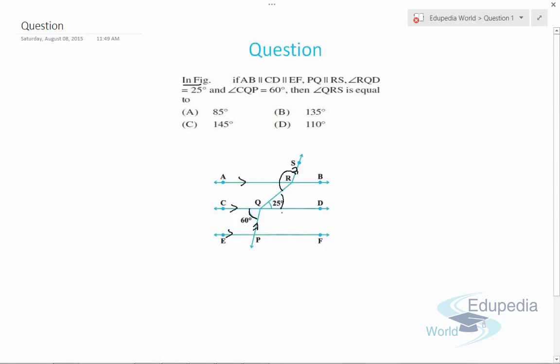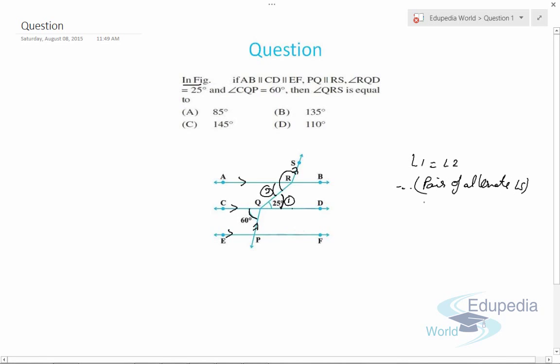Now this line AB is parallel to CD, so let's mark this angle as 1 and this angle as 2. So we can say that angle 1 equals angle 2. Why? They make a pair of alternate angles, because AB is parallel to CD. So we can say angle 2 is 25. Now we got this part.